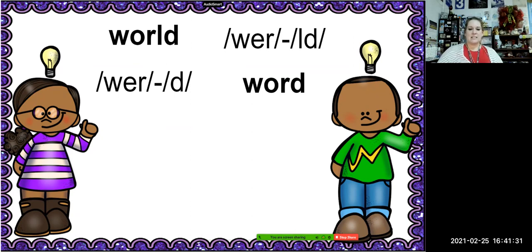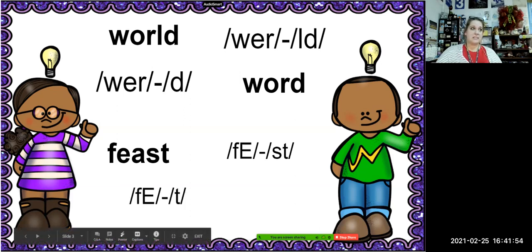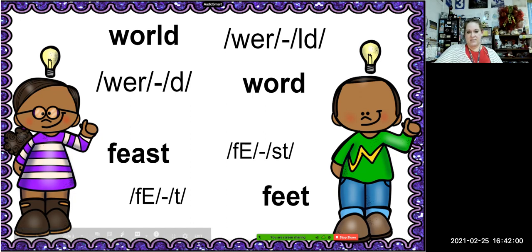Our second sentence, we ate a feast of food to celebrate last night. So we have the word feast. Feast. So the st is the blend, okay? We're going to get rid of the s part, and now we just have feet. So the new word on the curve is feet. Very good.